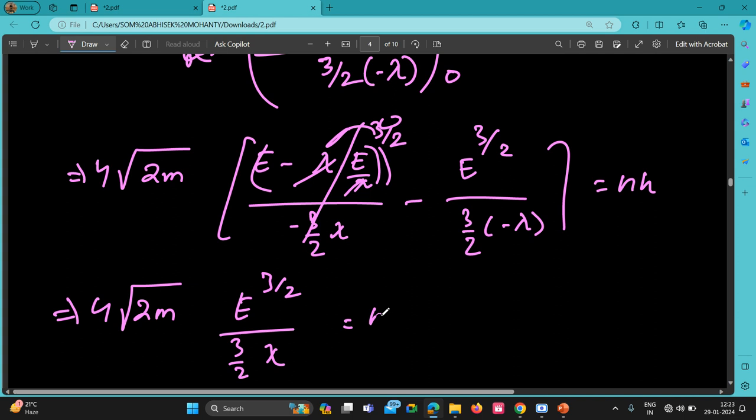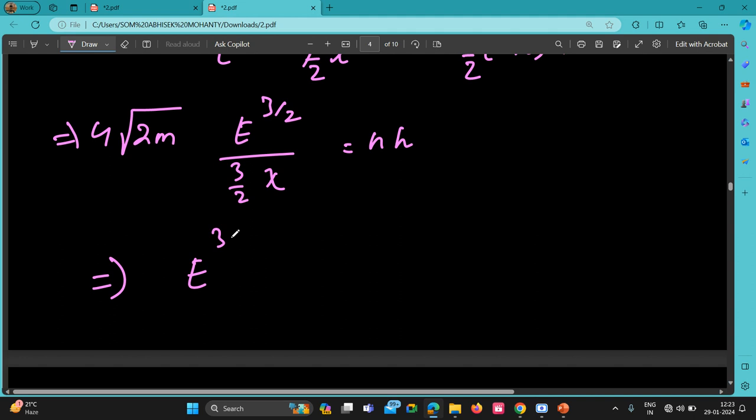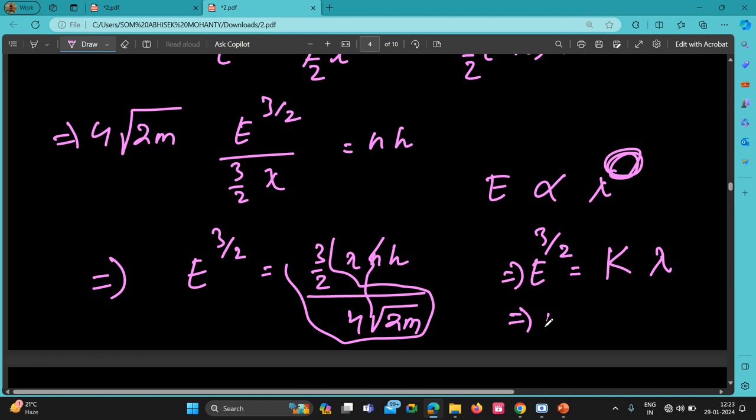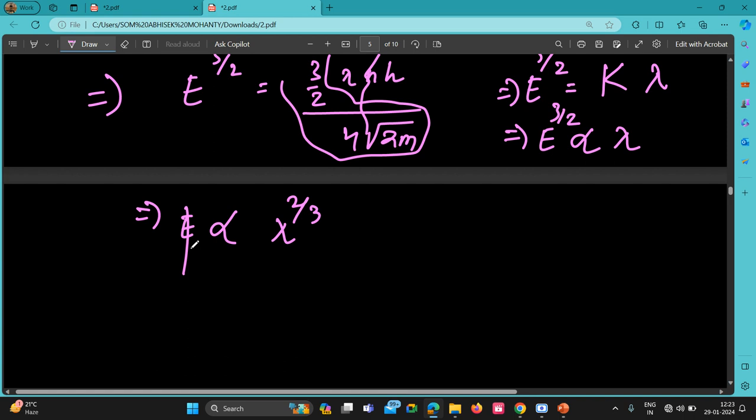So I will take everything to that side. E to the power 3 by 2 is equal to 3 by 2 lambda nh divided by 4 root 2m. If you see, we need dependence on lambda, right? So I can write E to the power 3 by 2 is equal to a constant into lambda. All these things I will take as constant. So E to the power 3 by 2 is proportional to lambda, so E is proportional to lambda to the power 2 by 3. That's the correct way to solve it also.